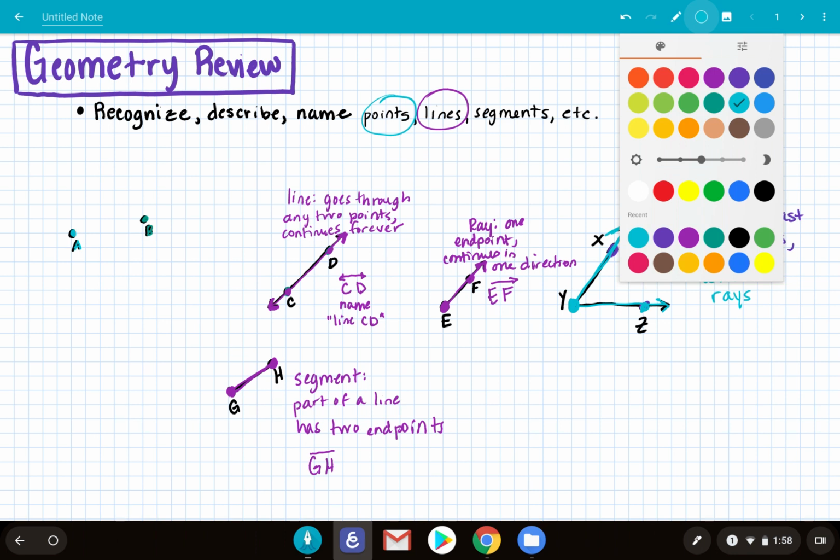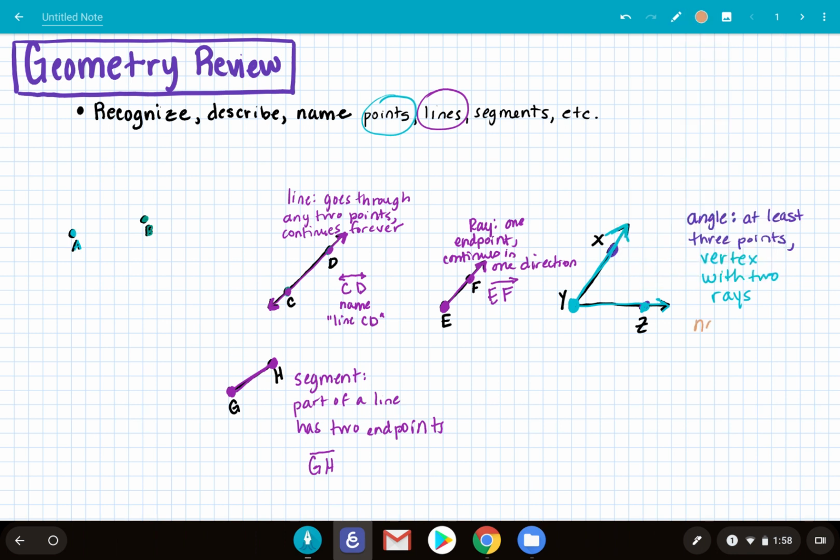So if I were naming this angle, I could name it a couple different ways. I could name it by its vertex and just say angle Y. I could also name it using all of its points. So I could say X, Y, Z. And I could also call it angle Z, Y, X. Make sure that your vertex is the middle letter in the name.